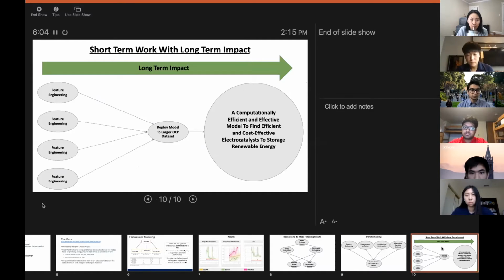When these optimizations are made, we will use these to deploy it on our larger OCP dataset, whether we use just a single model approach or a best performing model approach or a multiple model approach. Now, all of this work that we've done in the short term has significant long-term impact, as not only would we have found a computationally efficient and effective model to find electrocatalysts to store renewable energy, but this would also effectively address the energy issues posed today by climate change in a cost-effective and efficient manner.